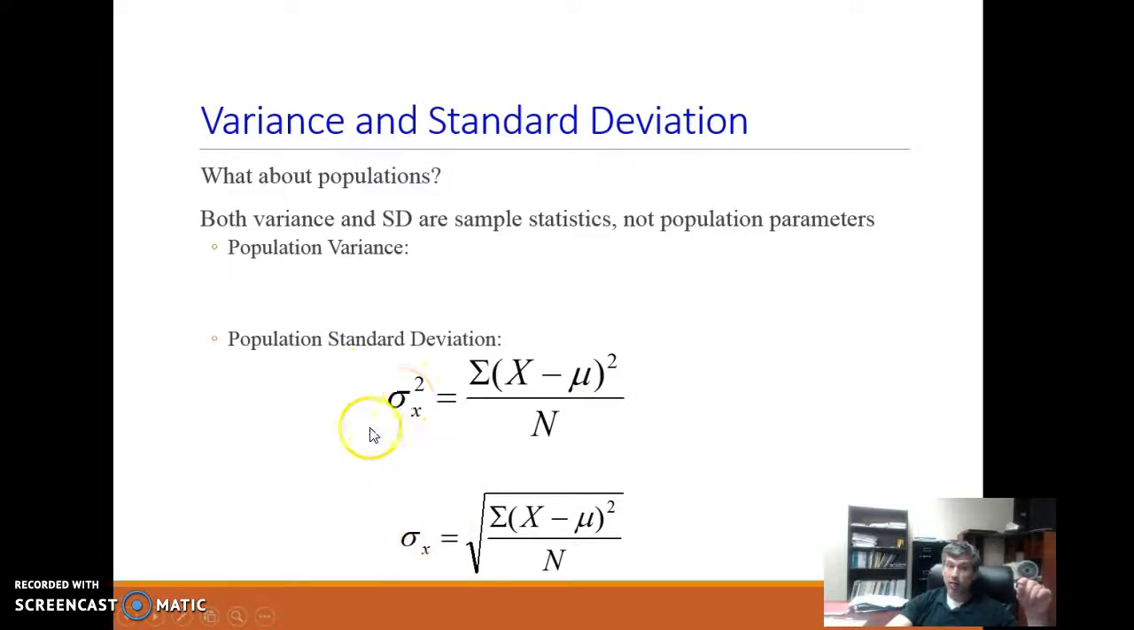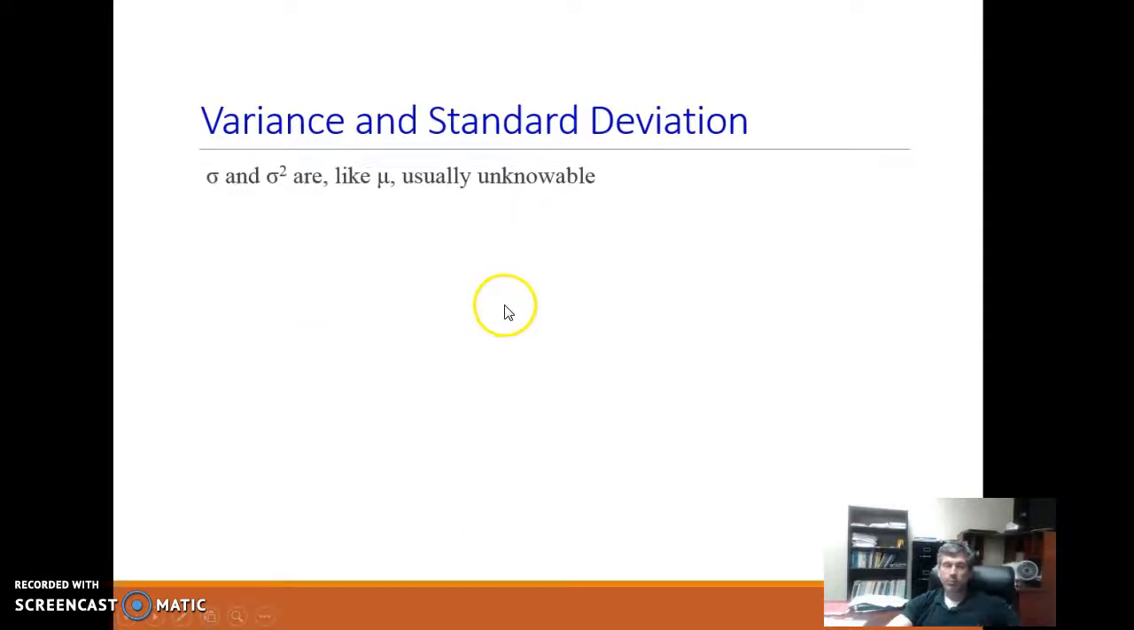We would really love to know these parameters because they describe every single person we're interested in, those massive populations. We use that sample data, again, to try to estimate that. So, just like the population mean, we generally can't know parameters. We'll talk about some cases where we do know those, but those are really specific situations. They're pretty uncommon. So usually we are never going to know what these parameters are.